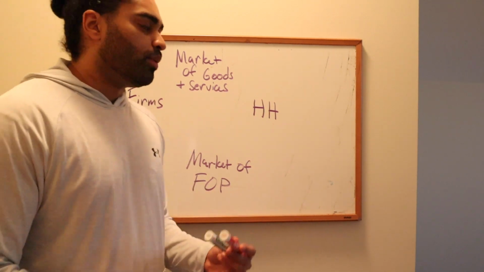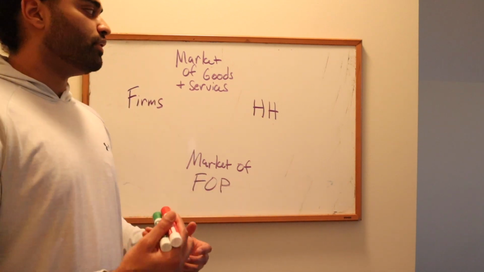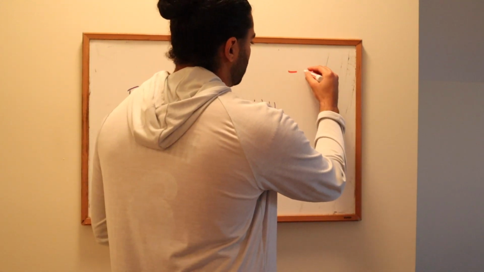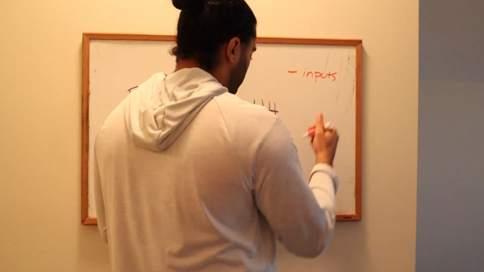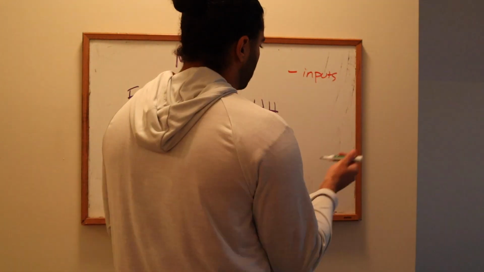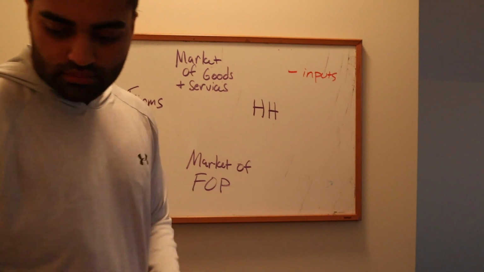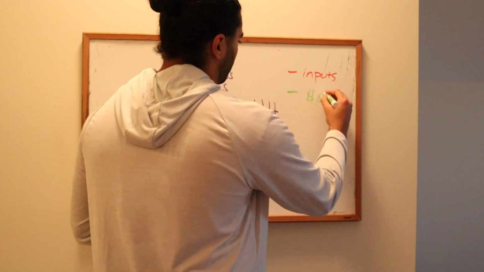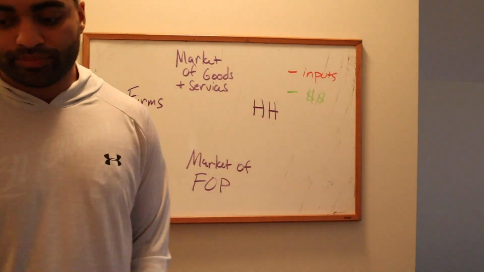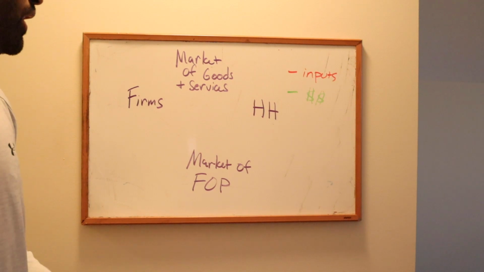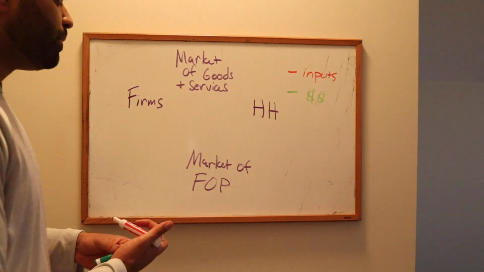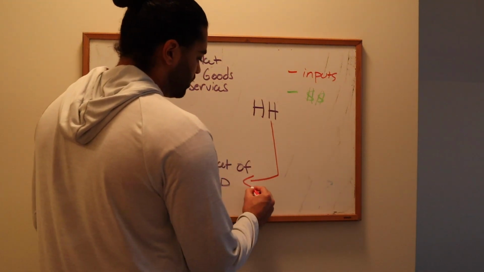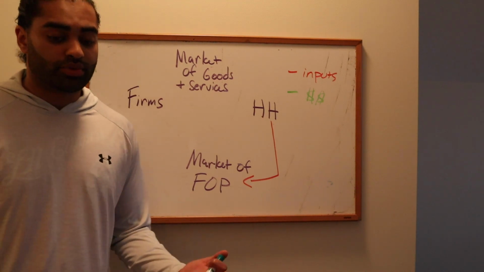So the reason why we call this a flow diagram is because we're going to see the flow of inputs and the flow of dollars. Red is going to be inputs, and green is going to be dollars, or basically money. The first thing we're going to do is with inputs. With inputs, we're going to start with households. So you're a household, you provide factors of production to the market for factors of production.